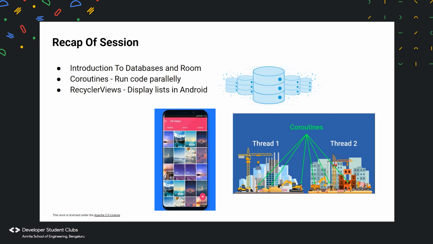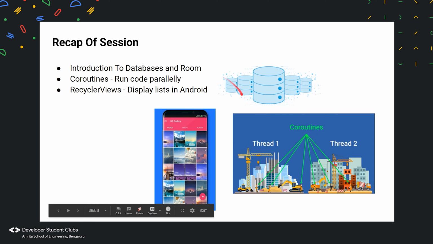So last time we were introduced to databases and Room, which is a library that helps you connect to databases in Android and run queries and retrieve data or manipulate data stored in your local database through SQLite. And we learned about coroutines, which are basically things that help you run your code parallelly.